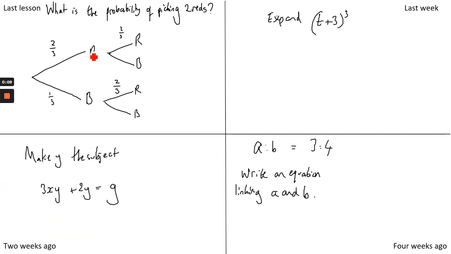Okay, so the problem is just picking two reds. We're going to go along the branches, so we need to multiply. So we've got 2/3 multiplied by 2/3, which is going to give us the probability of 4/9.